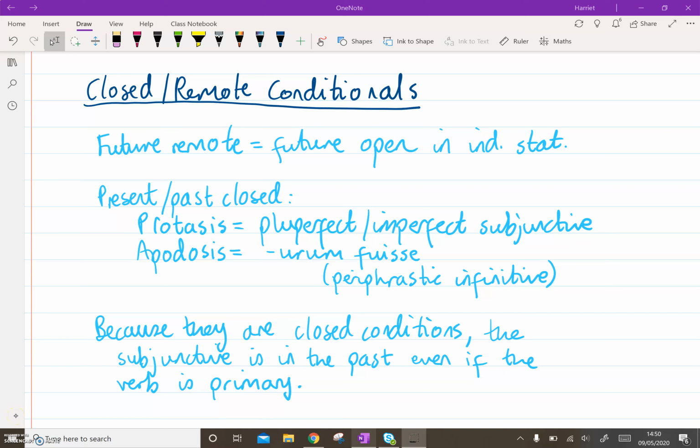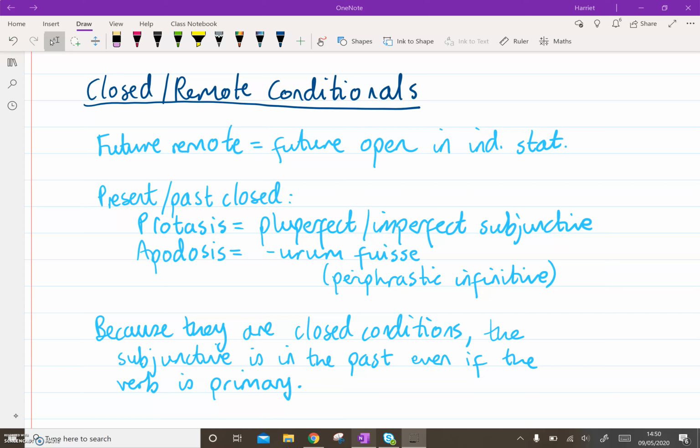Okay, so we've done open or unknown conditionals within an indirect statement. We're now going to do closed or remote conditionals. Whereas the open and unknown ones had the potential to happen, closed or remote conditionals are ones that are either very unlikely to happen or they're conditions that haven't happened. So you're basically talking about what would have happened if things were different from reality.